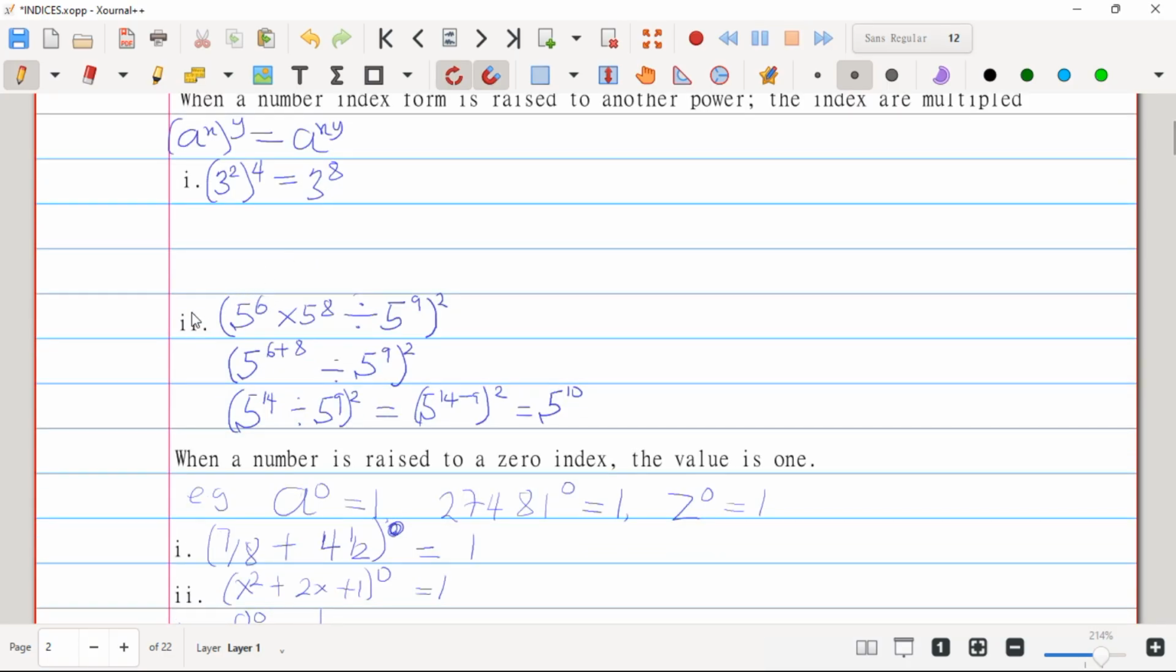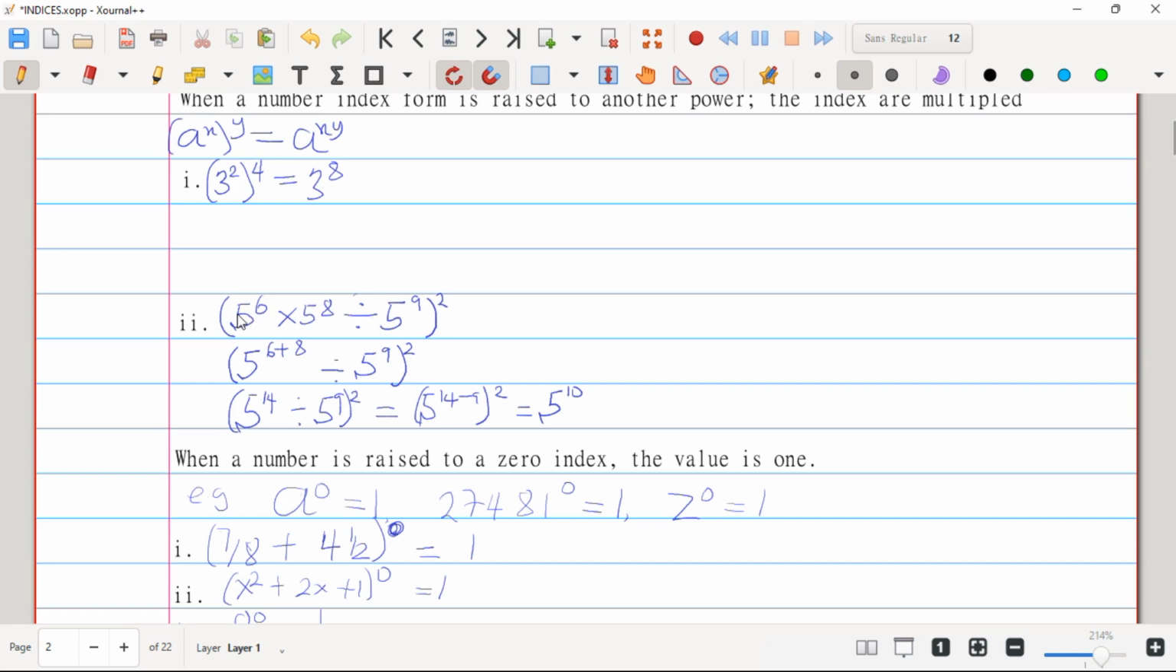And then our second question, we are having 5 raised to the power 6 times 5 raised to the power 8 divided by 5 raised to the power 9, all raised to the power 2, as you can see at the top here. So here we are going to apply our first law and then second law. So we just do the multiplication first, using the first law, and when we are done with the multiplication, we come to the division.